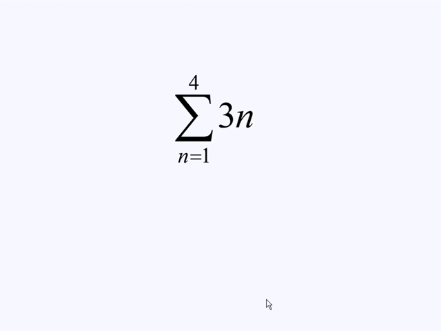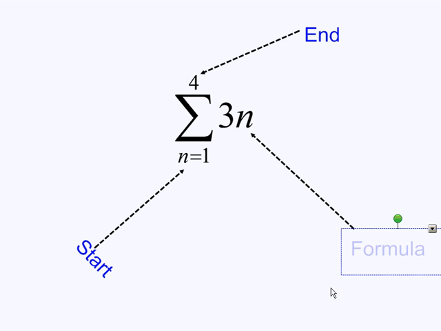Let's go over the parts of sigma notation. The part below the sigma letter represents the start. The part above the sigma letter represents the end. And the part to the right of sigma represents the formula or the function that generates the terms of the series.